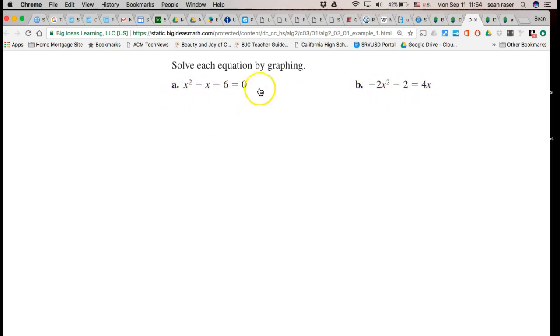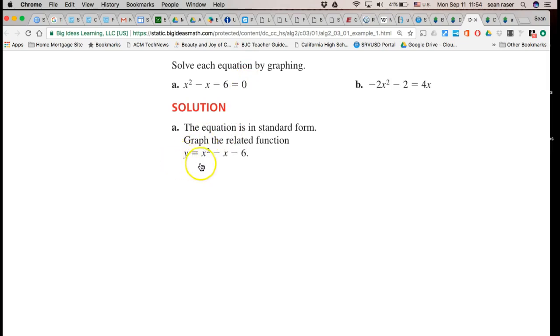So here, once we've got all of our terms on the same side and it's equal to 0, we want to rewrite this, replacing the 0 with y. So we've got our function to graph. Here's our related function, y equals x squared minus x minus 6. All we did is put all the terms on one side, set it equal to 0, and then replace 0 with y. So this is now our function we're graphing.